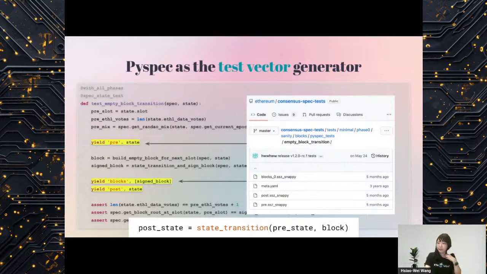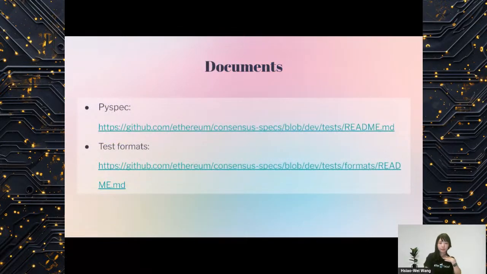And like this, this is the test vectors repository. This is the example here, and these are the outputs. If you are interested, you can find more details of how to run PySpec and what the test formats look like.